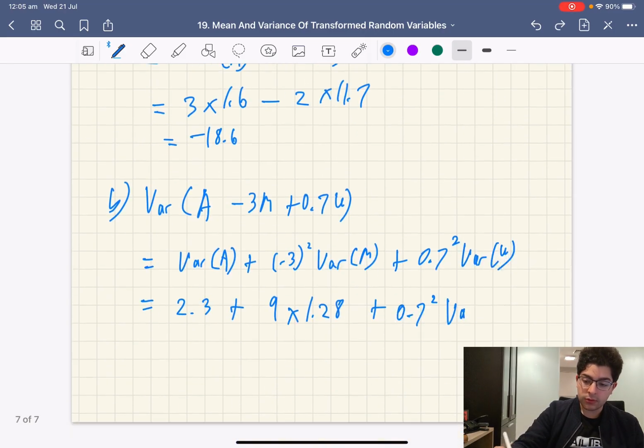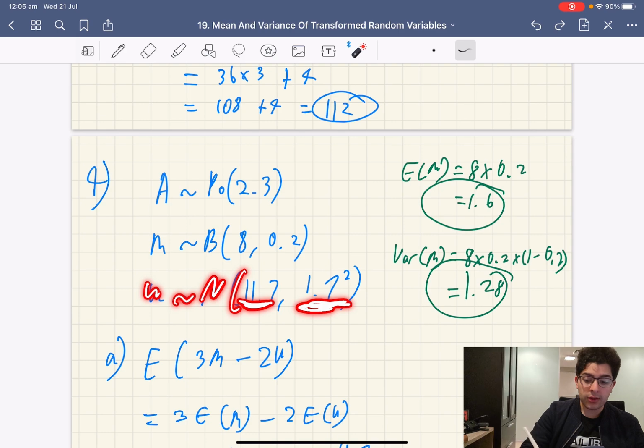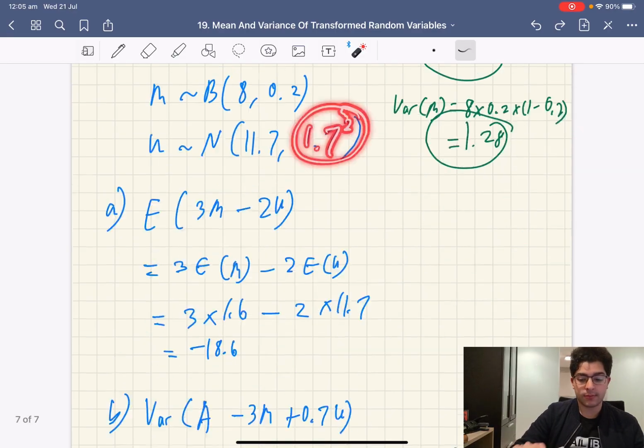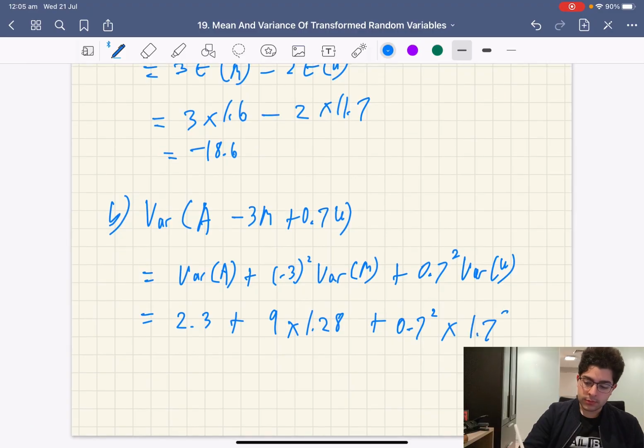Now to work out the variance of U, we can see that we've written down U is distributed normally with this mean here and this variance. This whole thing is the variance. 1.7 would be the standard deviation, but 1.7 squared, this whole thing, is the variance. So we put that in. Put that in your calculator and see what you get. And you get approximately 15.2.